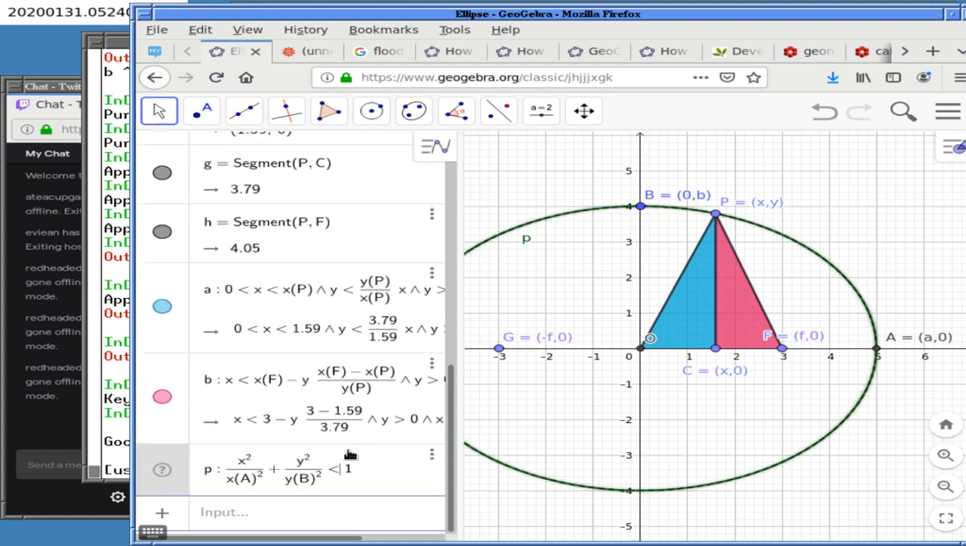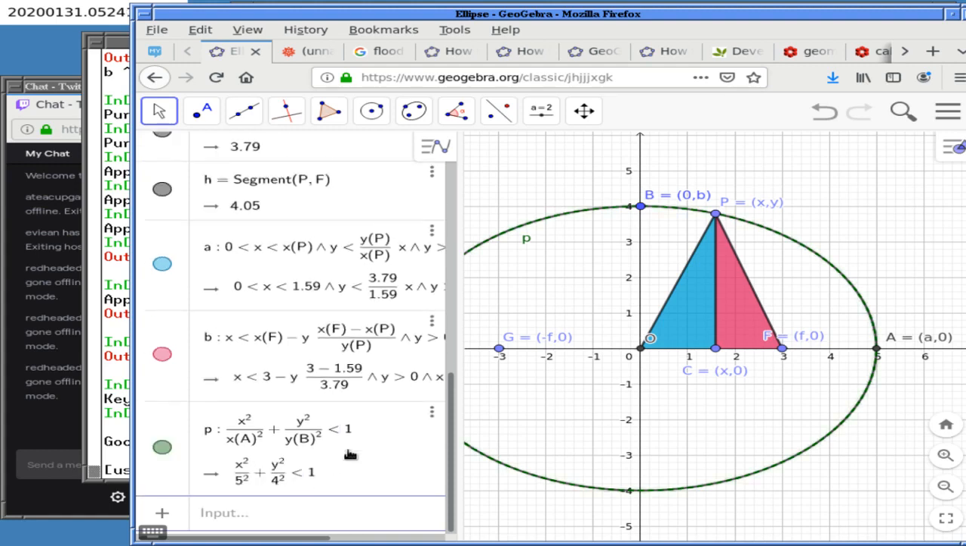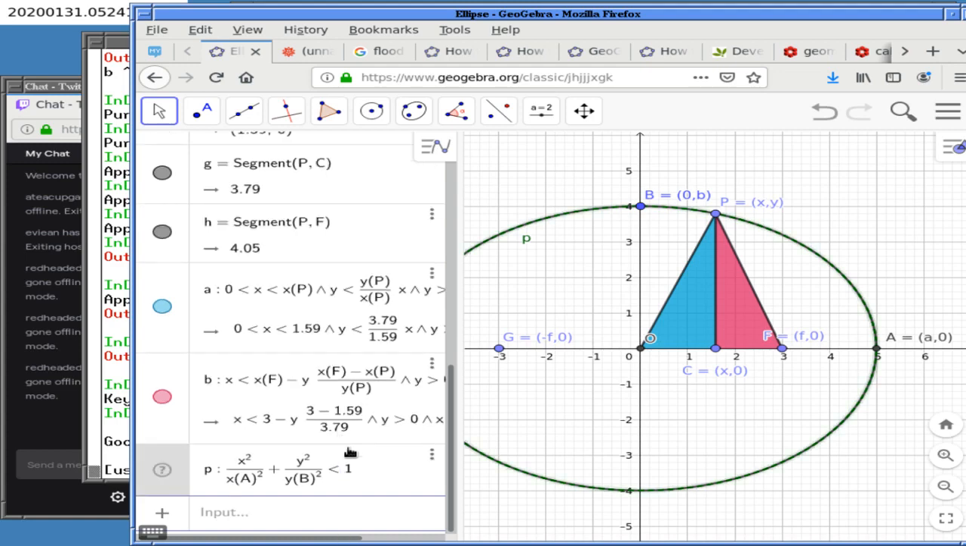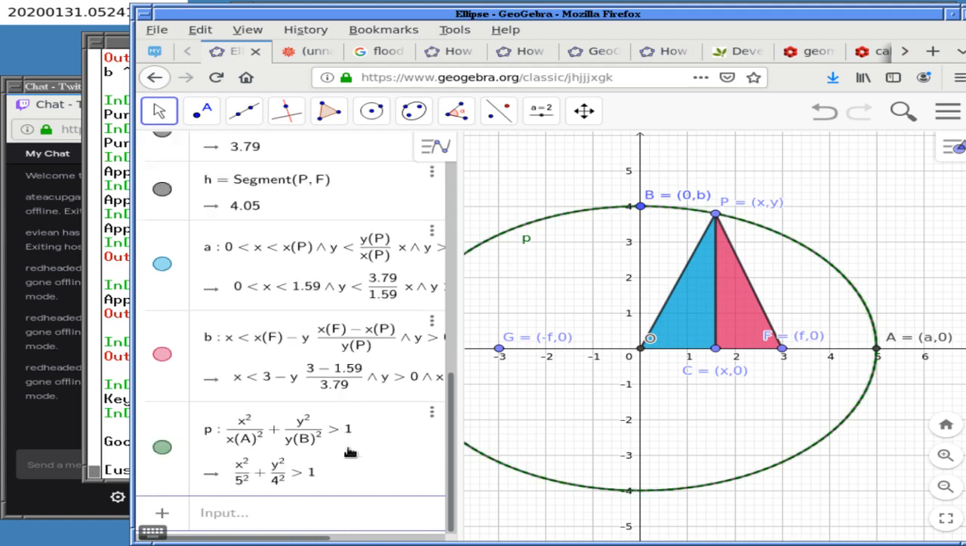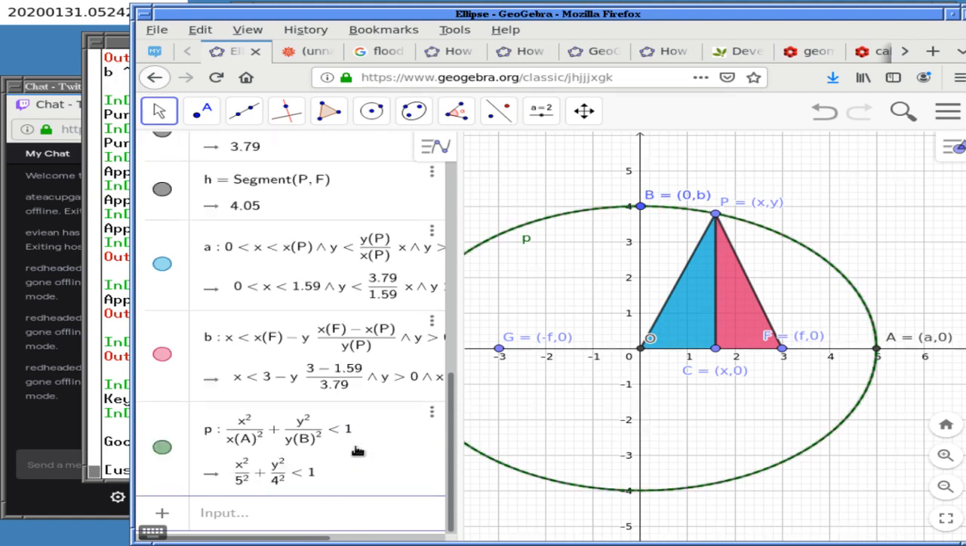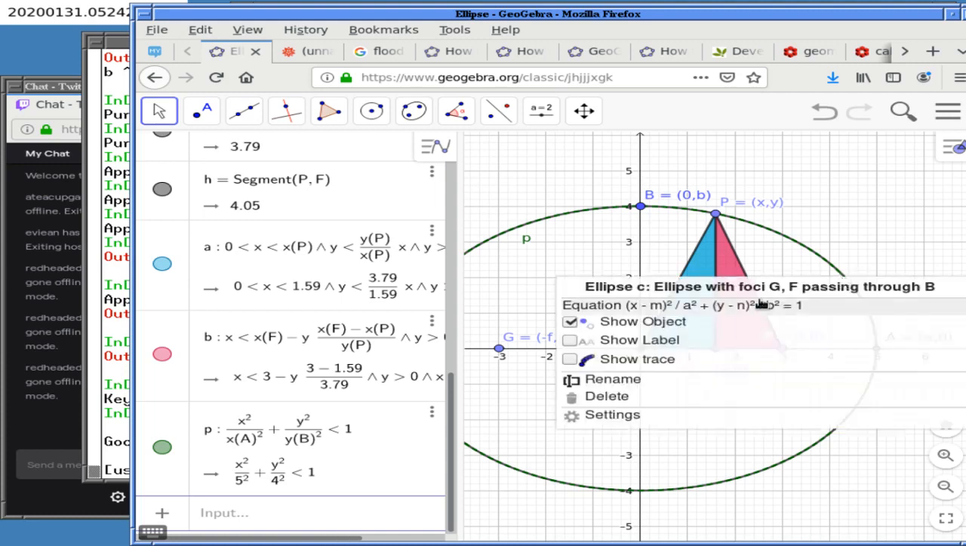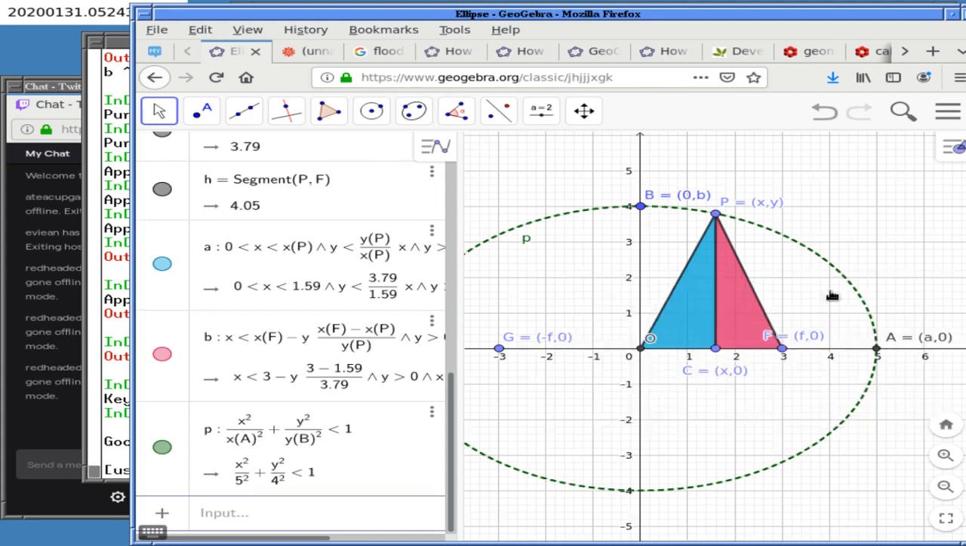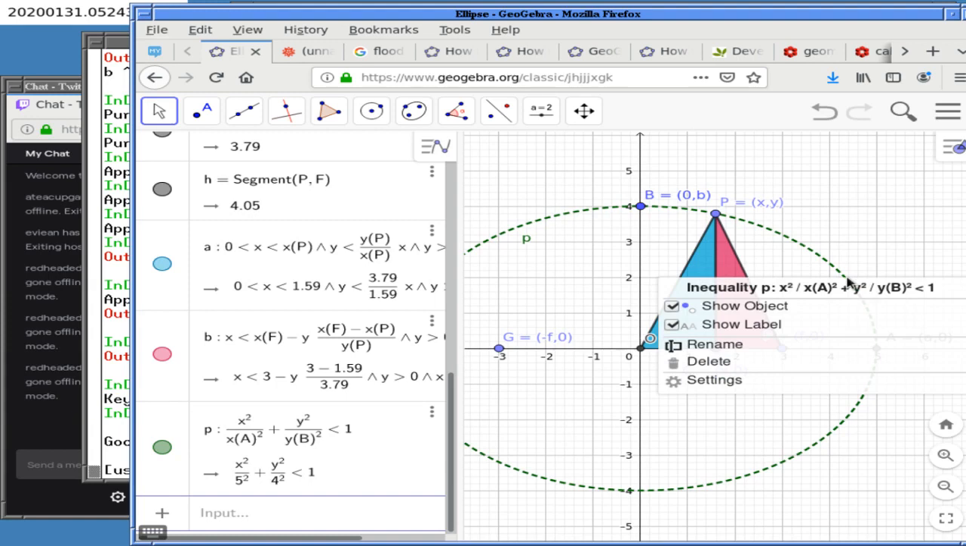So why is this not... How about greater than 1? Okay. X of A, Y of B, less than 1. Well, maybe we just have this set funny, so let's go ahead and... No, that's not what I want. No, that's not what I want either. Inequality! There we go.